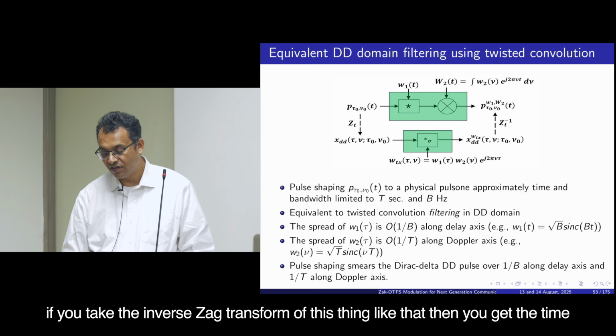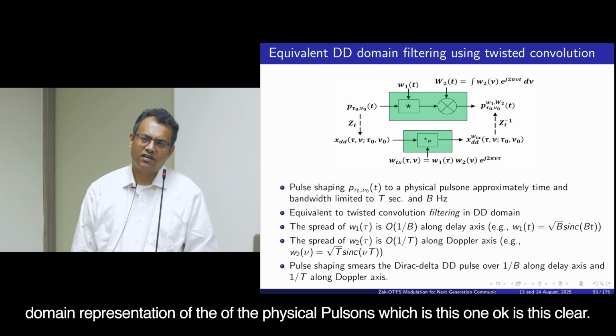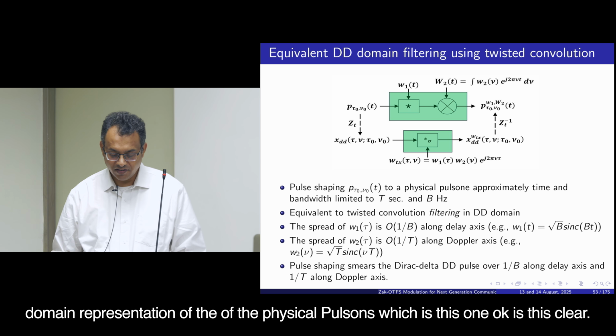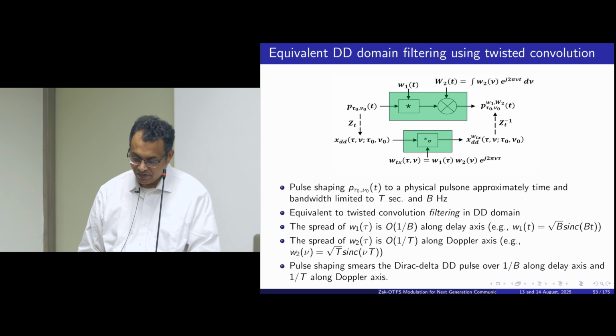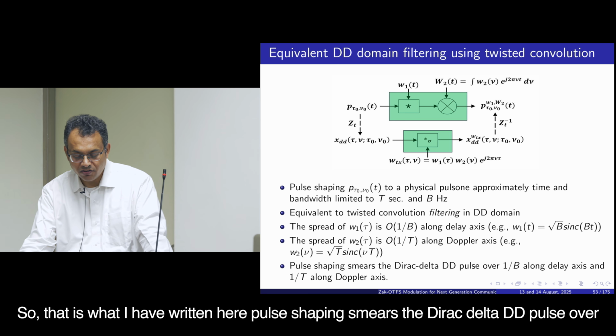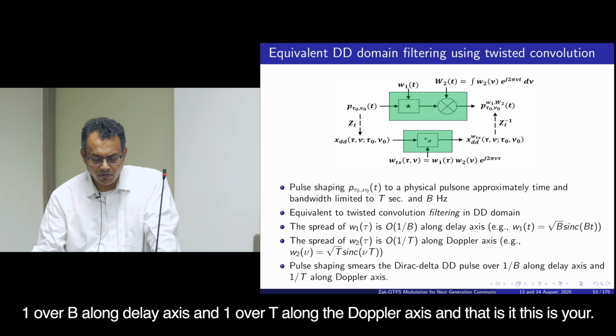So, if you take the inverse Zak transform of this, then you get the time domain representation of the physical pulse-on, which is this one. Okay. Is this clear? So, that is what I have written here. Pulse shaping smears the Dirac delta dd pulse over 1 over B along the delay axis and 1 over T along the Doppler axis. Okay.